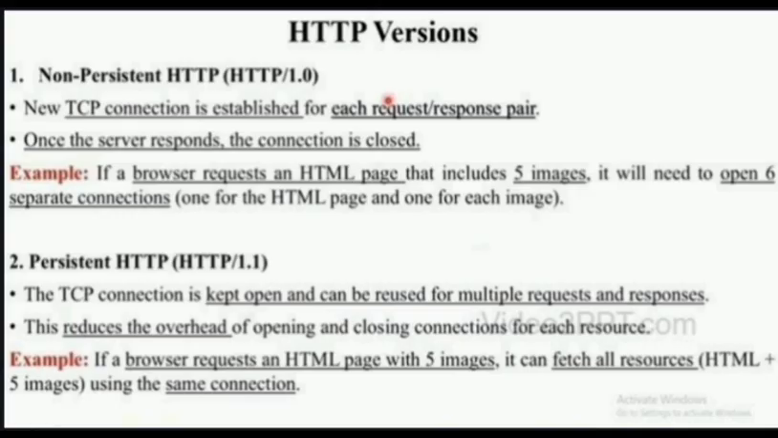Using the same example, if a browser requests an HTML page with 5 images using HTTP/1.1, it can fetch all 6 resources, the HTML page plus the 5 images, using the same single connection. This feature is key to improving web performance and making the browsing experience much faster.